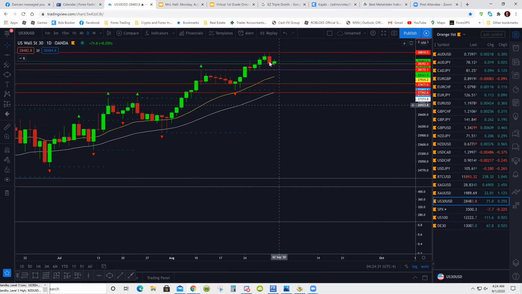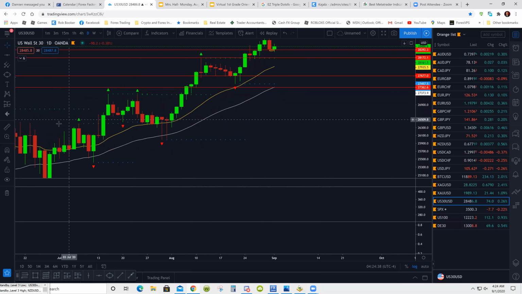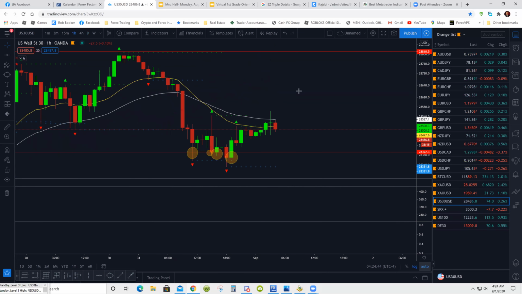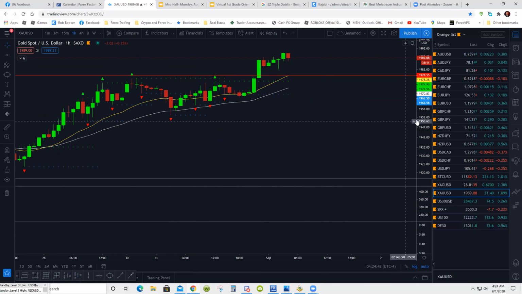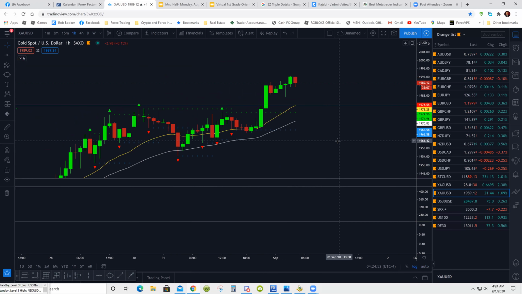US 30, this bad boy is bouncing off support, and it looks like it's going to be a long day tomorrow. Tomorrow, London session, it's going to be looking to go long. Okay guys, so that's what we're looking at for these potential trades. And gold is also looking to be a long trade. I will pull up those charts and have them ready for 9:30.